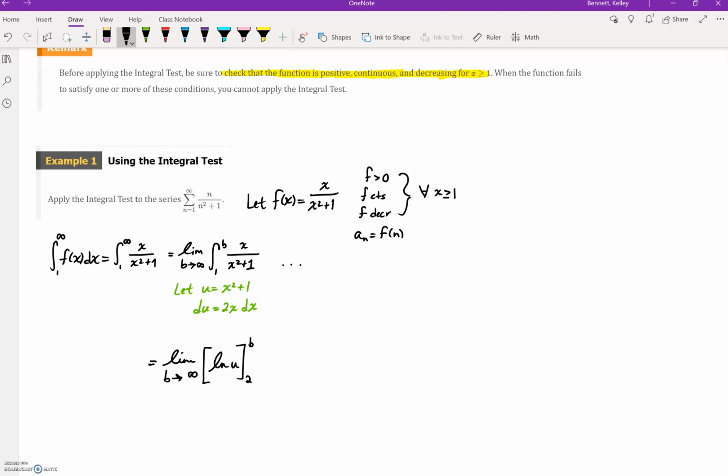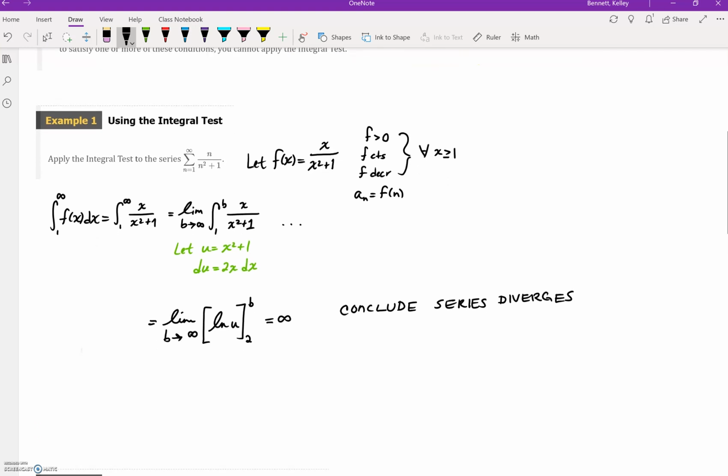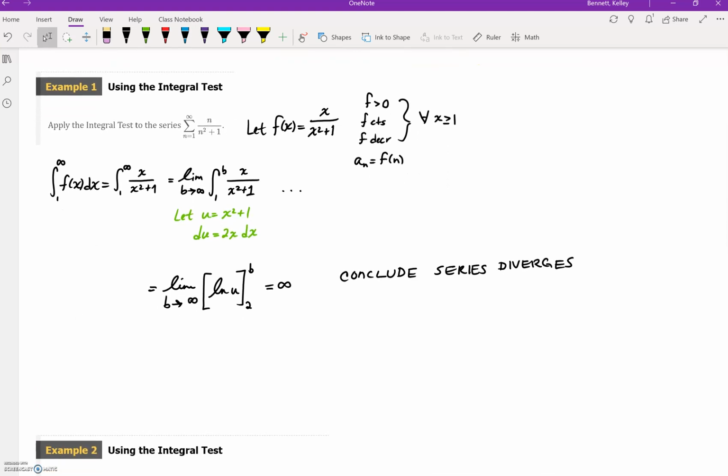And we can see that since the natural log is an increasing function, the limit here is infinity. So what we conclude, since we've met all the criteria for the integral test, is that since the integral diverges, the series diverges. So that's how that worked. They either both converge or they both diverge. In the first example that we did, we saw that they both diverge.